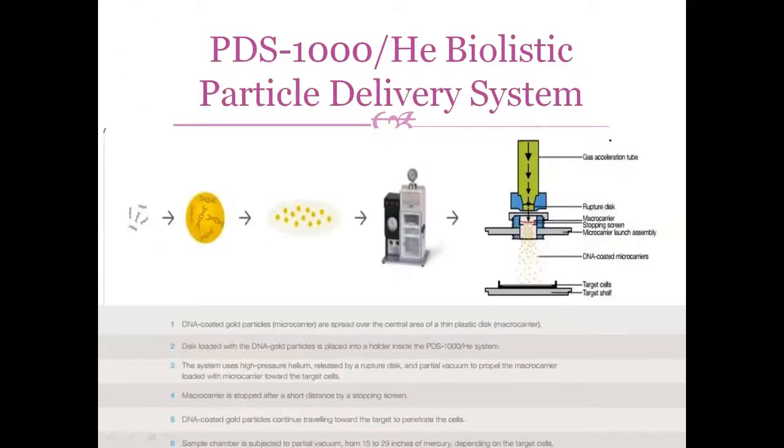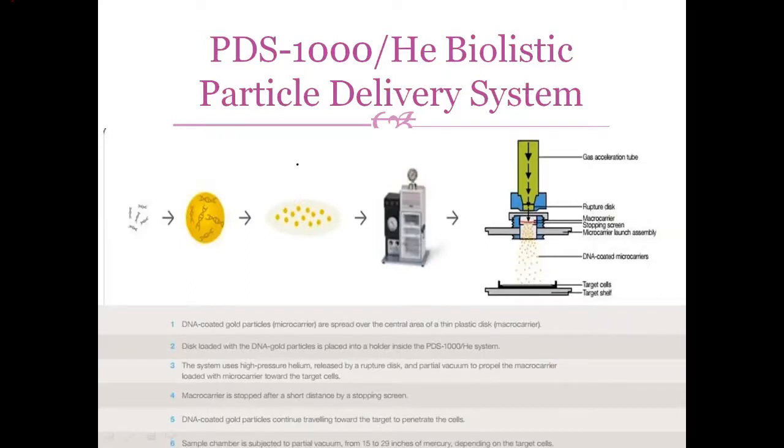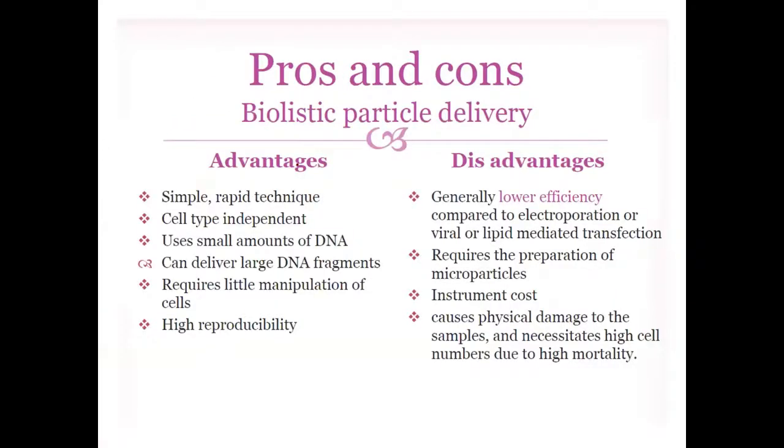So in this method, you have an acceleration tube. Yes, you have the macro carrier. So this is the target gun. As it keeps entering the stopping screen over here, you can see that a magnetic field is also applied sometimes in order to accelerate the movement of the whole particle of metal ion, and it is used to bombard your target tissue. It is a simple and rapid technique, and it is cell type independent. It doesn't depend on the cell onto which you have to do this transfection.